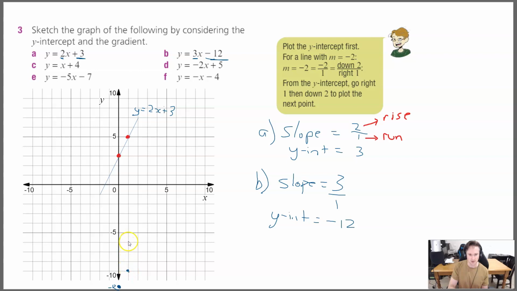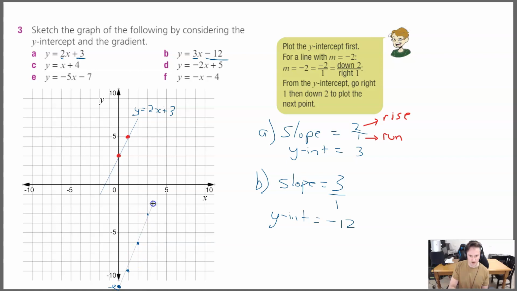So 1, 2, 3 is the rise and the run is 1. So that would be there. And you could keep going 1, 2, 3 up, 1 across. And that's how the line would look. So then we'll grab our line, and we'll go just through those points like that as best as I can.